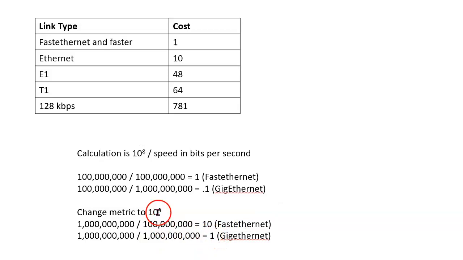Of course, I could keep on going. I could make this 10 to the 10, and that way I can account for 10 gig Ethernets. 10 gig would then be a cost of 1, and 1 gig would be a cost of 10, and Fast Ethernet would be a cost of 100. So that's how we can get around this problem.